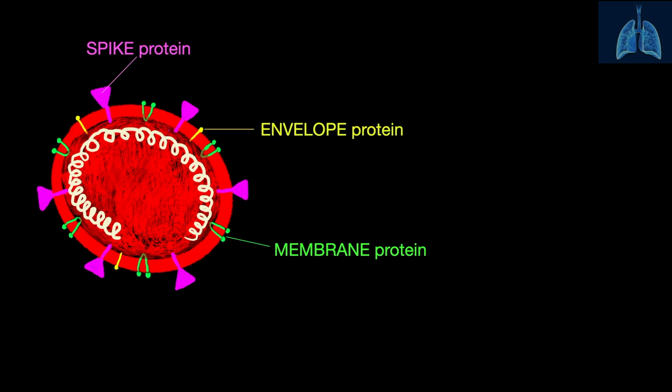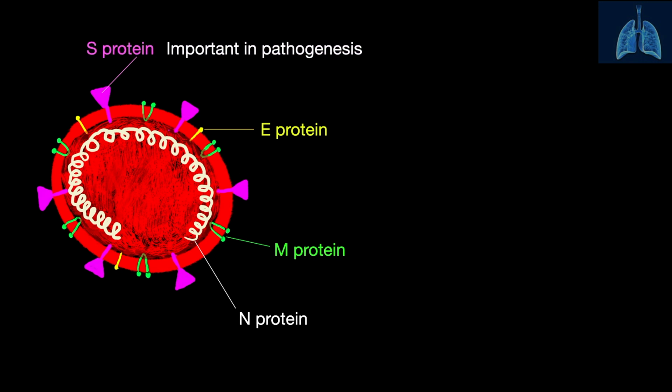There is the S protein or the spike protein, which is important in the pathogenesis of the disease in humans. There is the M protein or the membrane protein, the envelope protein or the E protein, and the nucleocapsid protein onto which the nuclear material is attached. So again, they are known as the S protein, the E protein, the M protein, and the N protein. The S protein or the spike protein is important in the pathogenesis of COVID-19 in humans.